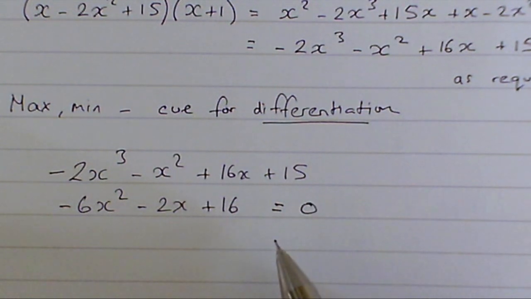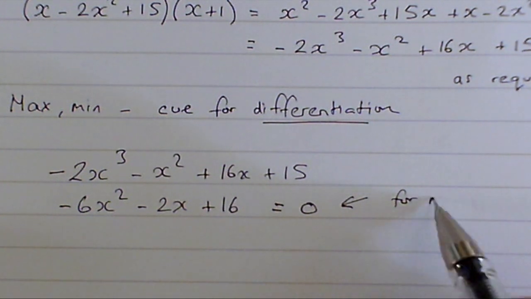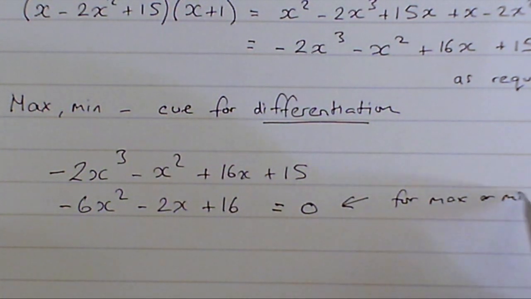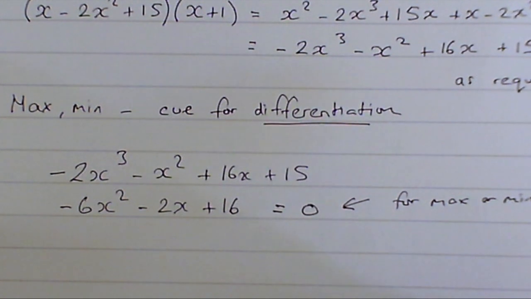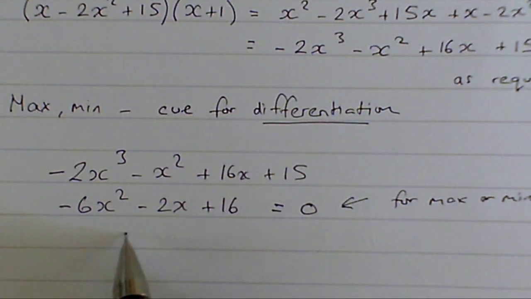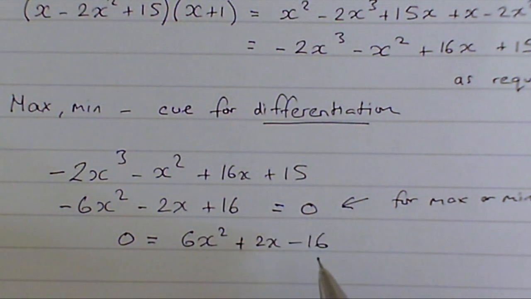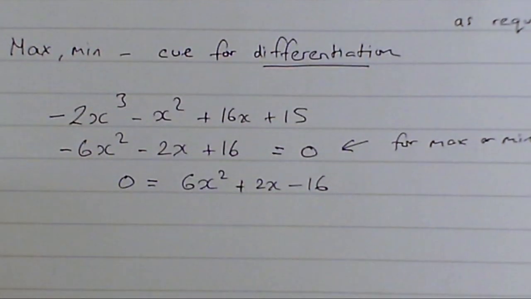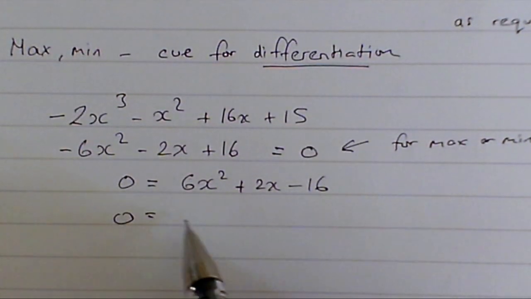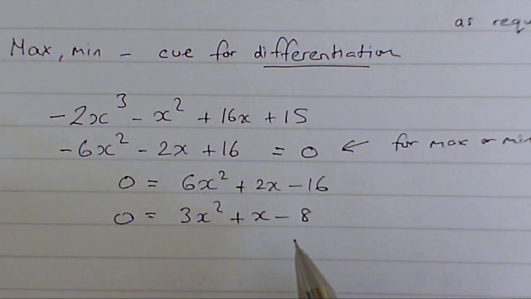Now I don't like having negative x squared, so I'm going to take everything over to the right hand side. Putting equal to 0 is the way to find a maximum or a minimum. If you're worried you haven't done that, don't worry, because we will be doing that in the first half of the winter term in year 11. Okay, so 6x squared plus 2x minus 16. Everyone's an even number, so I can halve everything, can't I? Make it a little bit easier. 0 equals 3x squared plus x minus 8.